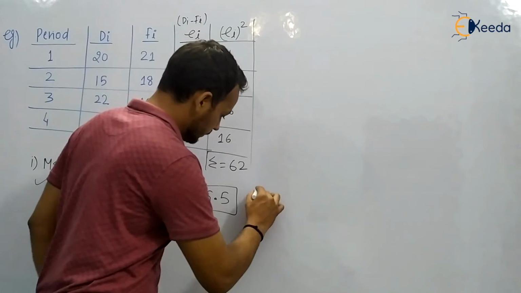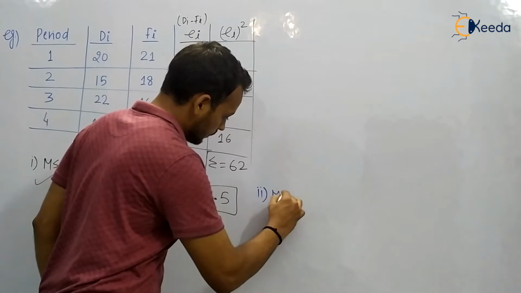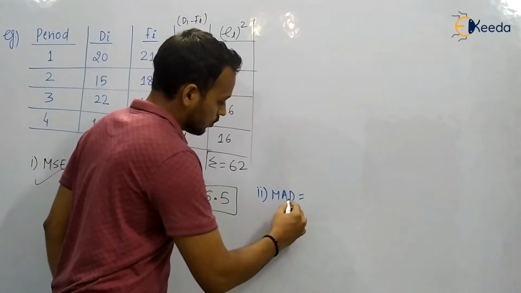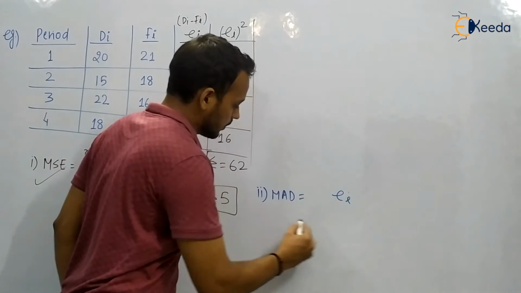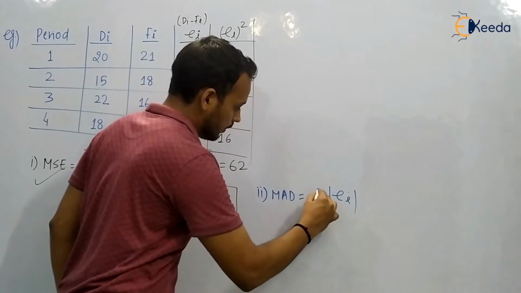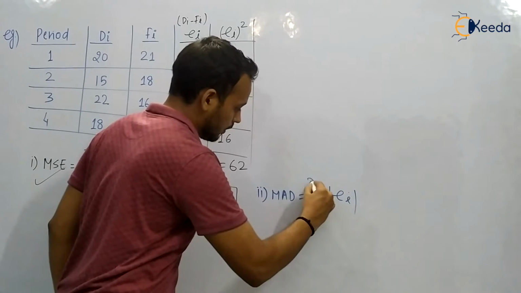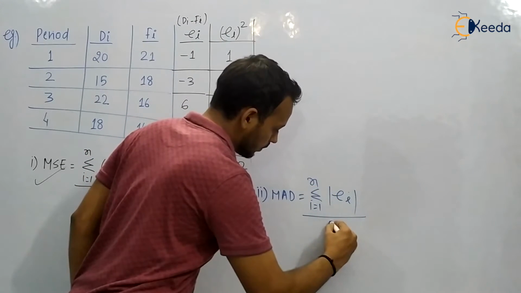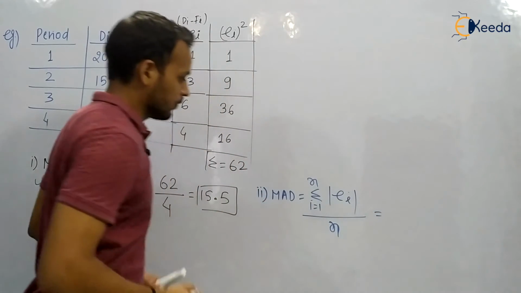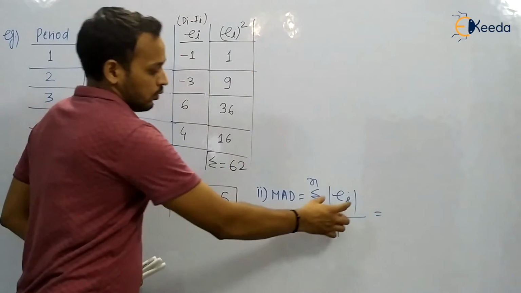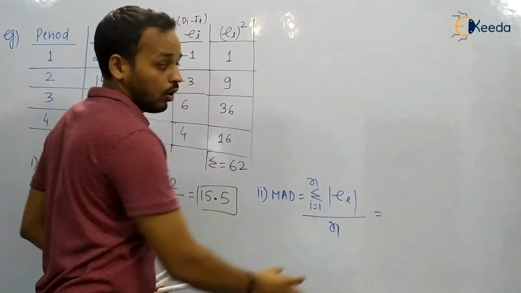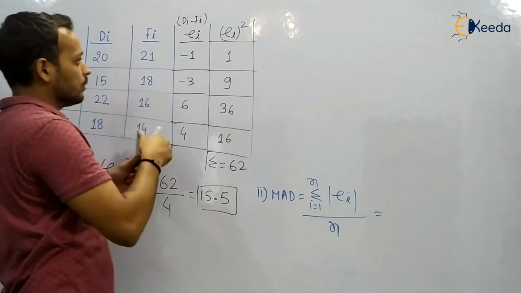The second one is MAD. So MAD is, first is deviation, then absolute, then mean. i equals to 1 to n, divided by total number of observations. So we have to write the column with mod of ei. So ei we already know.